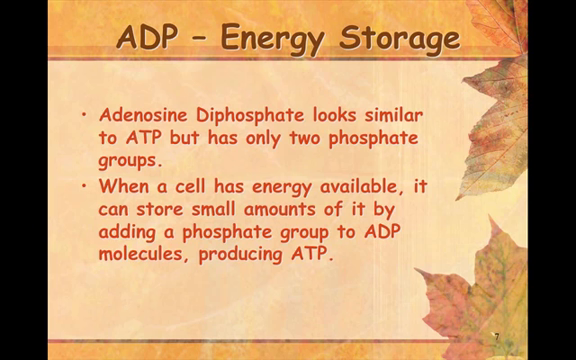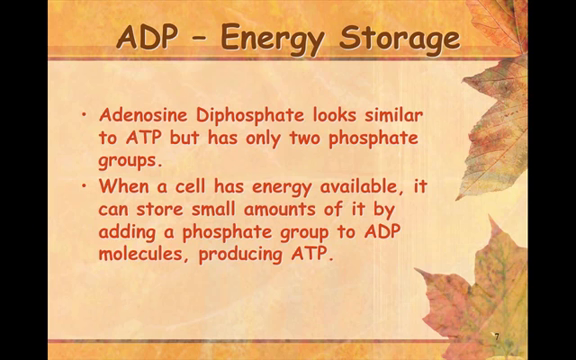ADP is adenosine diphosphate. So notice diphosphate has only 2 phosphate groups. Now, we're going to have to remember the difference between ATP and ADP. When a cell has energy available, it can store small amounts of it by adding a phosphate group to ADP molecules, making an ATP molecule.